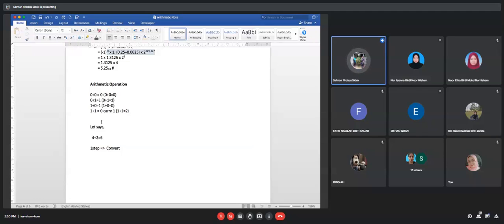This is simple. If I give you this question in decimal, I want you to represent it in binary. If you want to survive when answering this question, what would you do? Convert 4 to binary. This is the first step. And then the second step: convert 2 to binary. And then the third step.